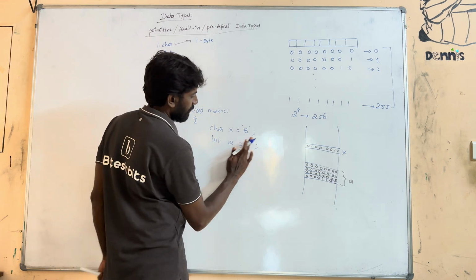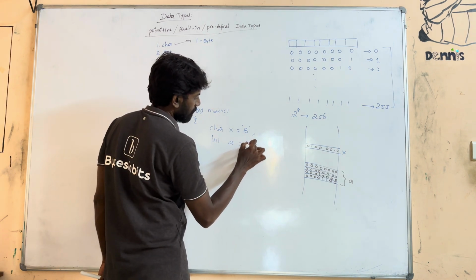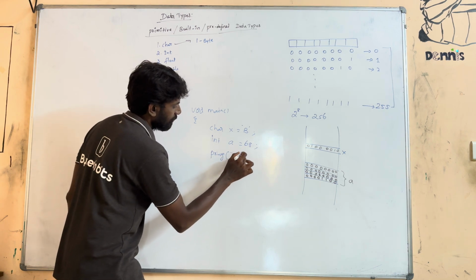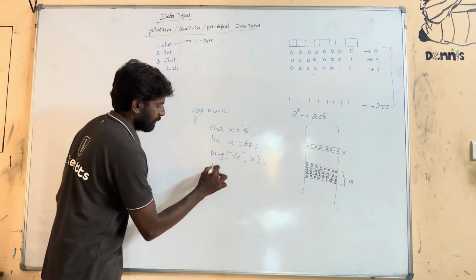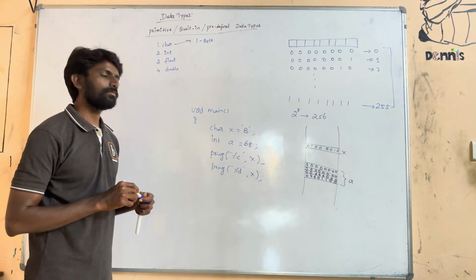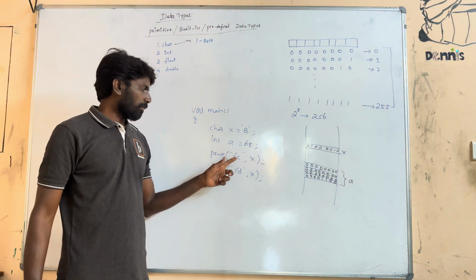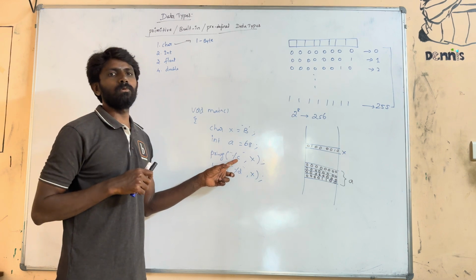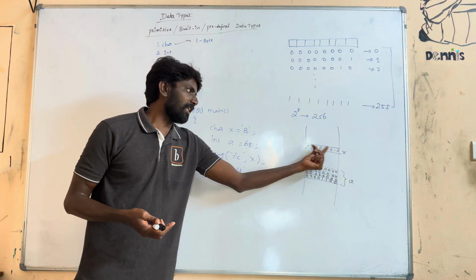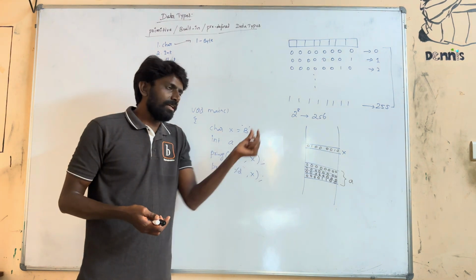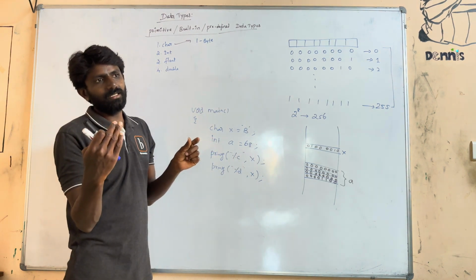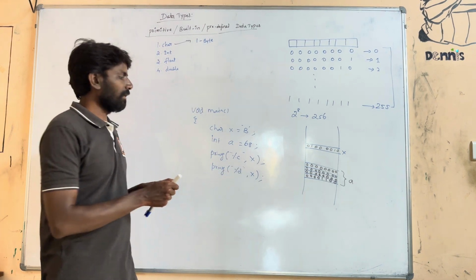Now let's take that you are storing 68. Now you are printing printf percentage c with x, and printf percentage d with x. Percentage c means you are expecting the character format. In x you have some binary, and you want to print it in character form. This binary will be translated as an ASCII number, 66. For ASCII number 66 the character is capital B, so it will print capital B.